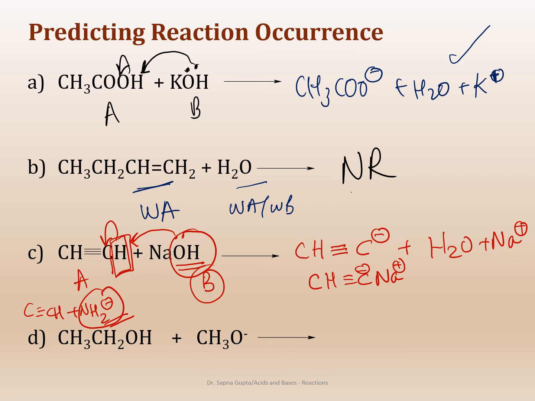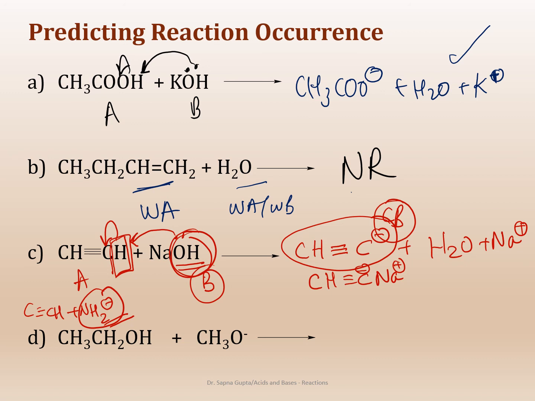So how do you decide all these things? In some cases you do have to look at the pKa's in order to decide this. So I want you to look at the pKa for the alkynide ion, because this is the conjugate base over here, compare this pKa to the pKa for the hydroxide, and then you will find out from there.